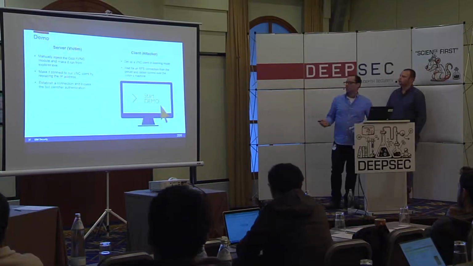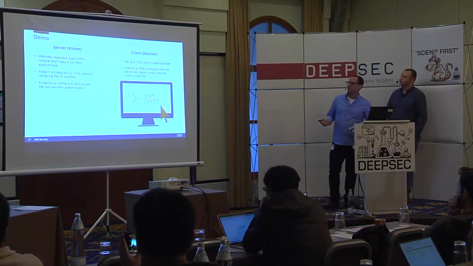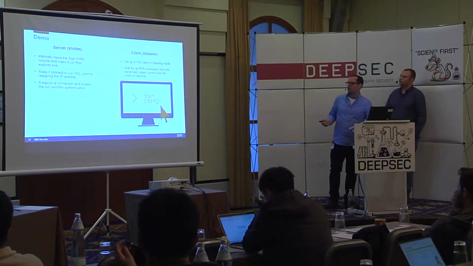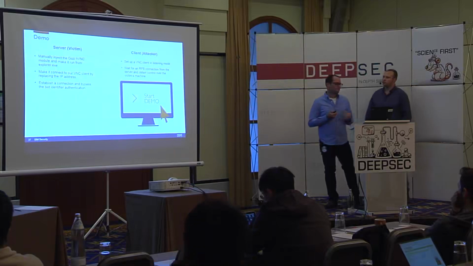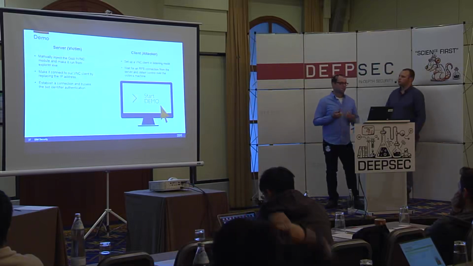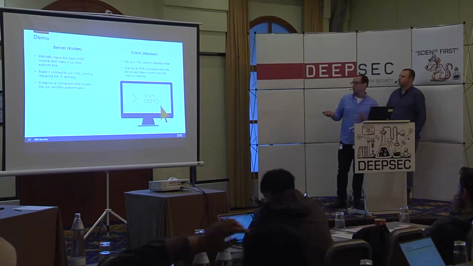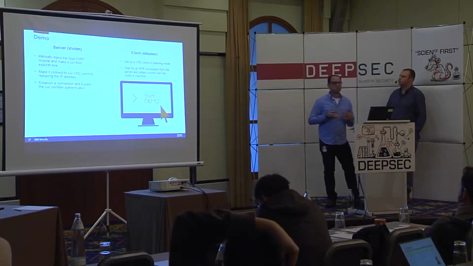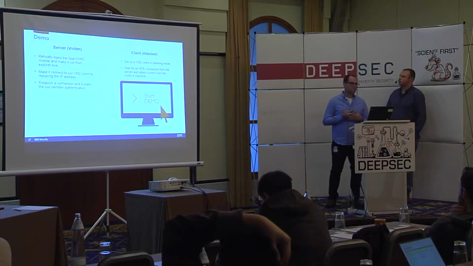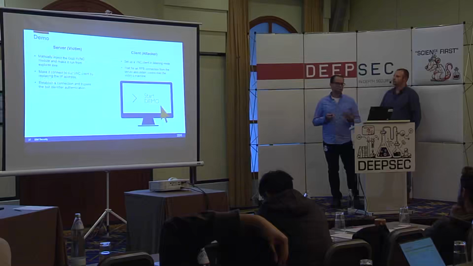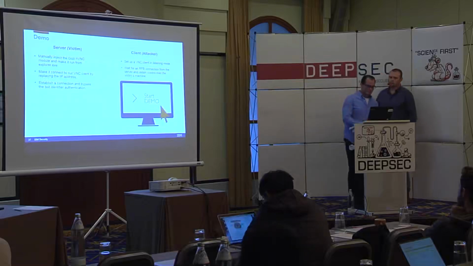So in the demo, we will see here the server, or the victim. Here, we will manually inject the Gozi hVNC module and make it run from explorer.exe. We will make it connect to our VNC by replacing the IP address in the server machine. And we will establish a connection and bypass the bot identifier authentication. In the client, in general, all we have to do is start up any VNC client in listening mode and wait for an RFB connection. So I'll show you the demo.